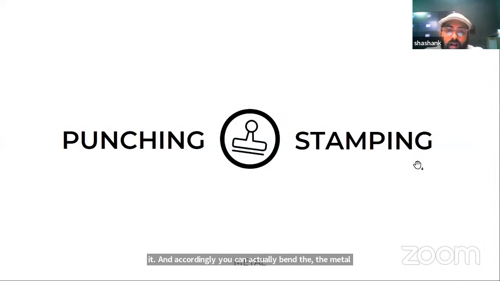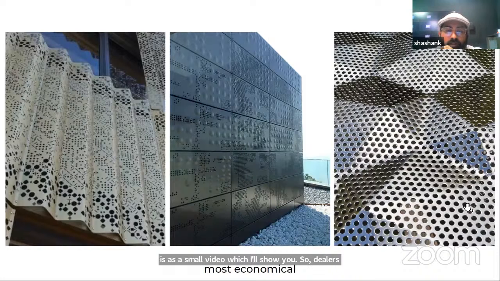So going ahead, talking about punching and stamping. This is something that many of us don't know about. There's a small video which I'll show you. These are examples that we might have seen unknowingly and told each other that they might be done by laser cutting. Yes, we can do laser cutting in this. If you see the far right, all the punches can be laser cut, but laser cutting is time consuming because each circle needs to be laser cut.